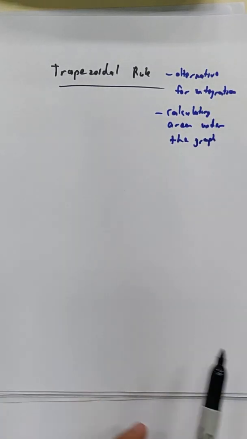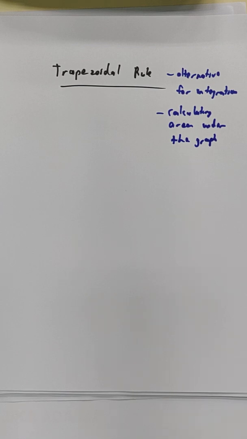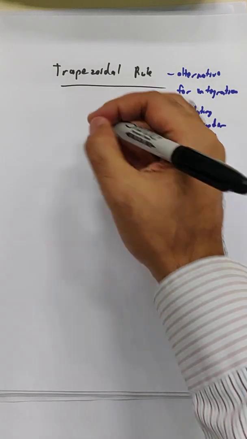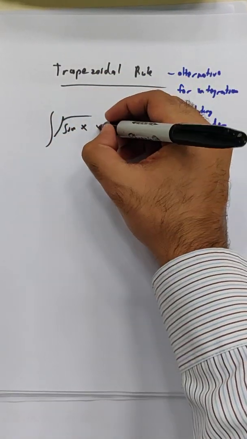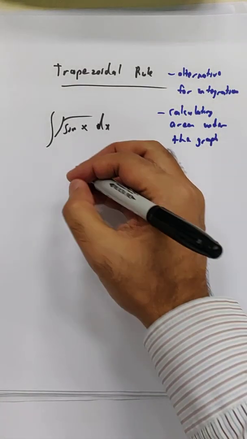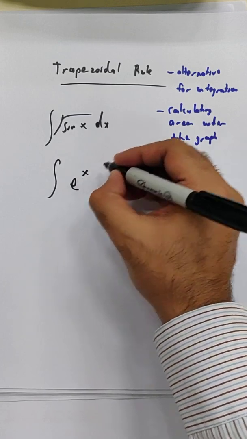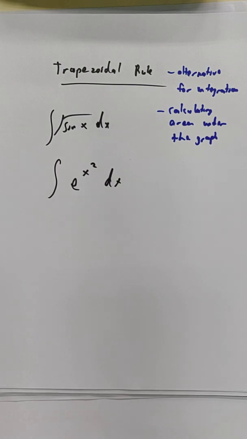Why do we use this method, sir? Sometimes it's just difficult for us to integrate stuff, such as if I give you something like sine x square root. You can, but it's quite tough. And sometimes if you got something like e to the power of x squared dx, this one is very difficult to be integrated. Okay, so we're just going to learn the alternative method.